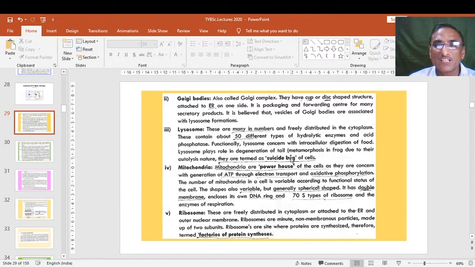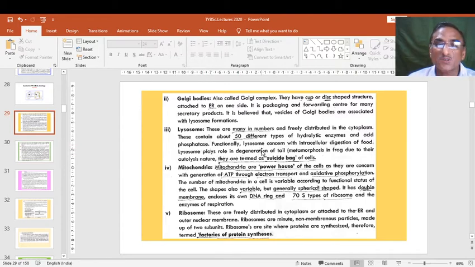Here the word suicide bag is used because they throw their secretion directly on the food material inside the cell. So these are many in number. Lysosomes are tremendously found in the cells and freely distributed all over the cytoplasm, and they contain about 50 different types of hydrolytic enzymes. Lysosomes are very minute but have 50 different types of hydrolytic enzymes and acid phosphatase groups.